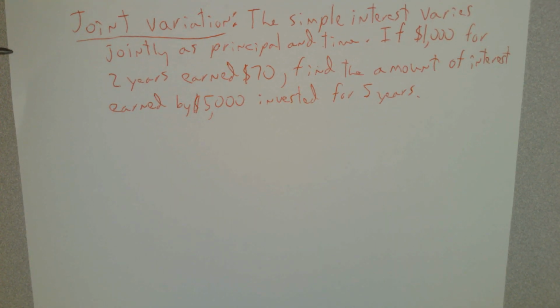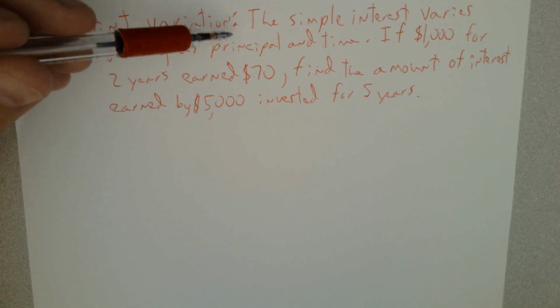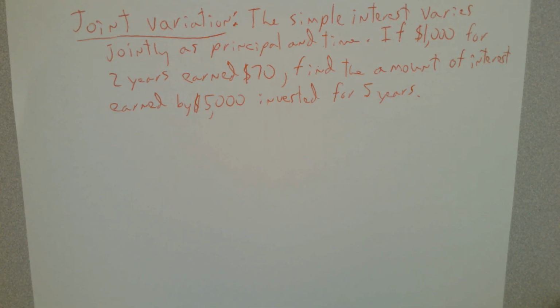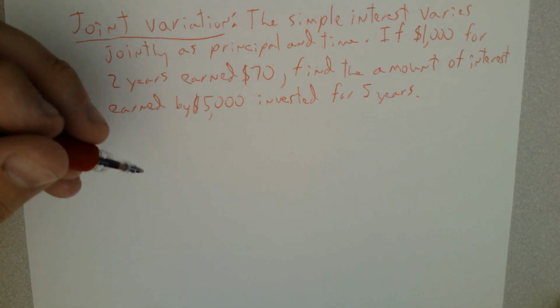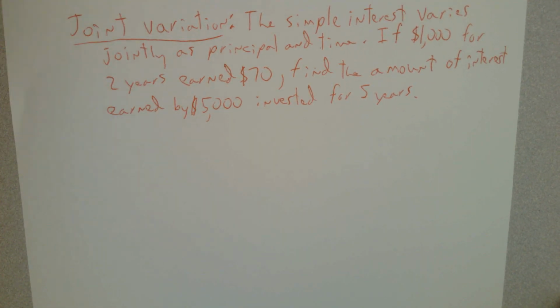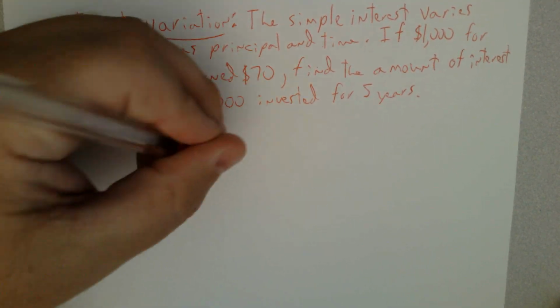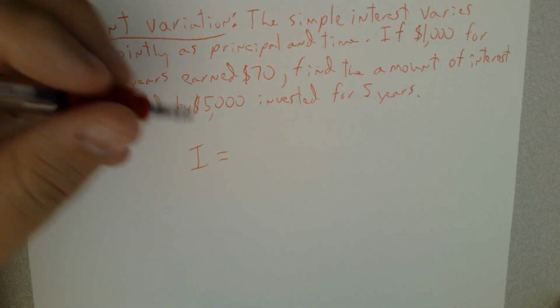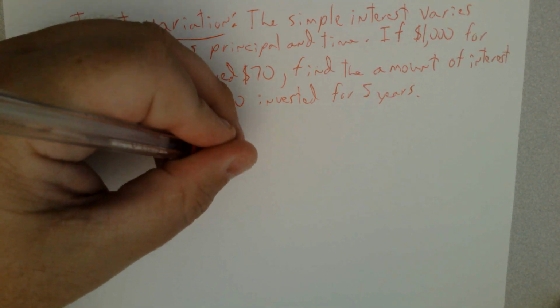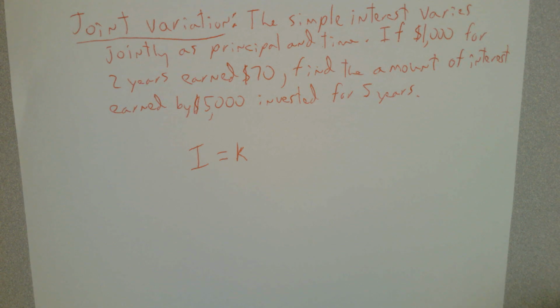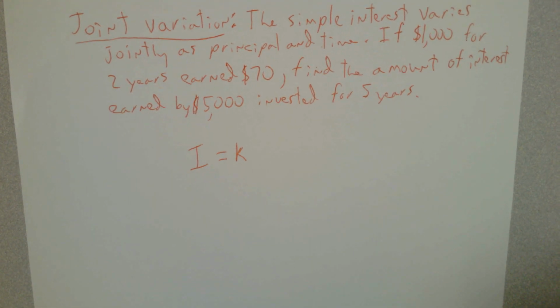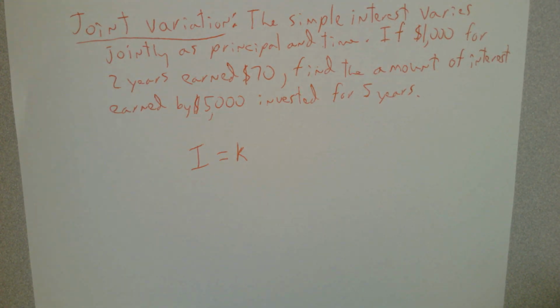So the first step in these problems is setting up the actual equation we're working here. They're telling us simple interest varies. Whenever we see something varies, we pick a letter to represent whatever parameter we're dealing with. Simple interest, I'm just going to use I. And that I, since it varies, is going to equal, I always use K to represent some constant. There's always some constant involved in these problems. We don't necessarily know what it is.